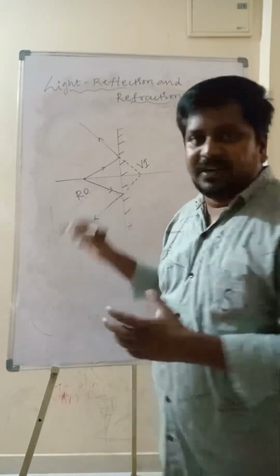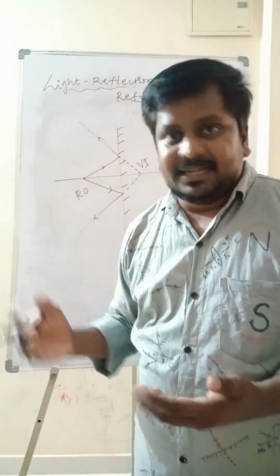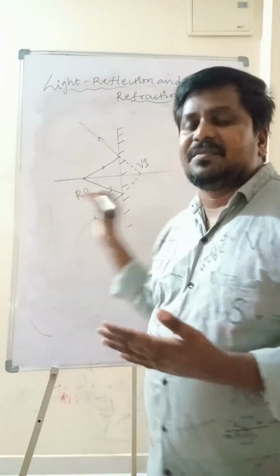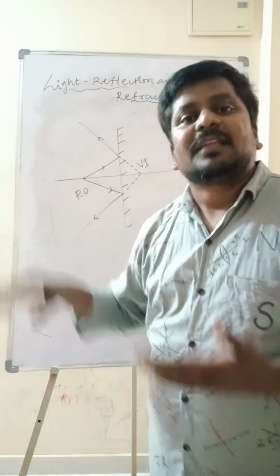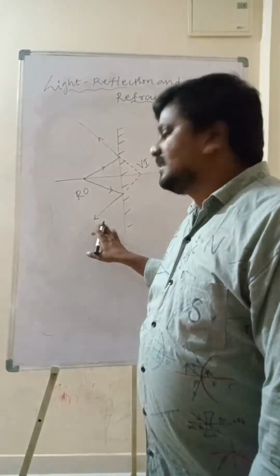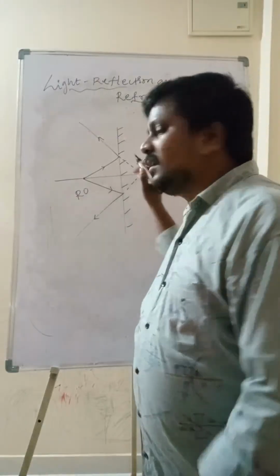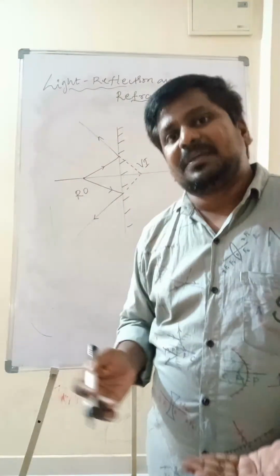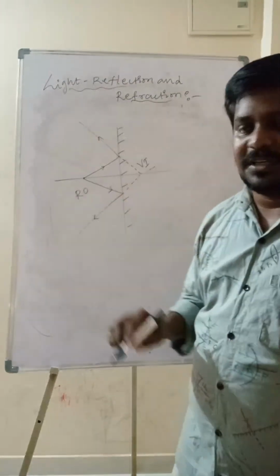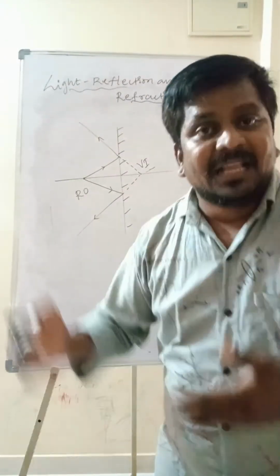The point of intersection of incident rays is called the real object. The point of intersection of the extended reflected light rays: this is a reflected light ray, and this is a reflected light ray. We are extending those light rays, and they meet at one point on the principal axis. That is called the virtual image. So this is a real object and this is a virtual image. If the object is real, the image is virtual.